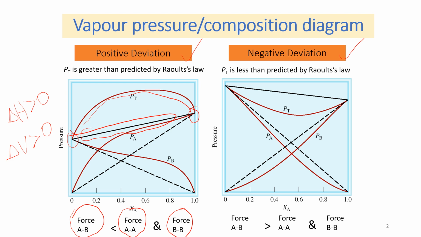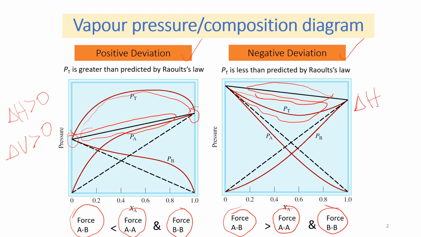For negative deviation, the total pressure is less than the predicted one by Raoult's law. Here we have a curve that is less than the predicted one. And the intermolecular forces between molecules A and B are much greater than the individual intermolecular forces of molecule A and B. The delta H is less than 0, meaning that heat is released, or exothermic, and the delta V is less than 0, meaning that the volume is decreasing.